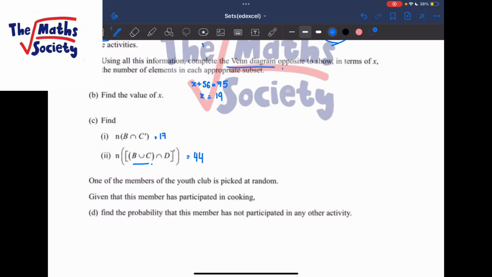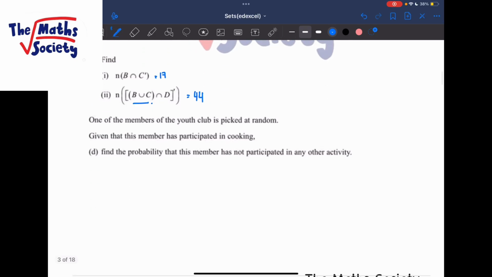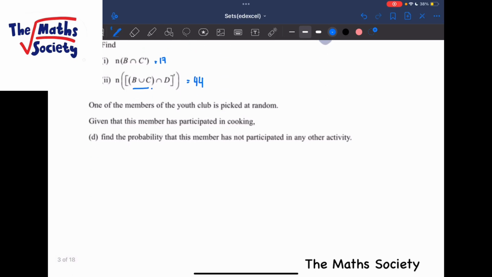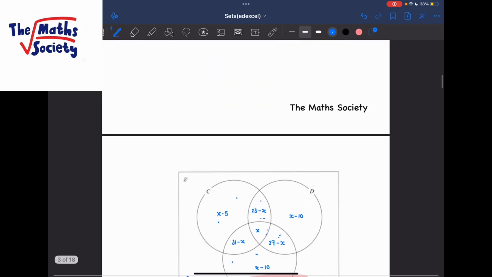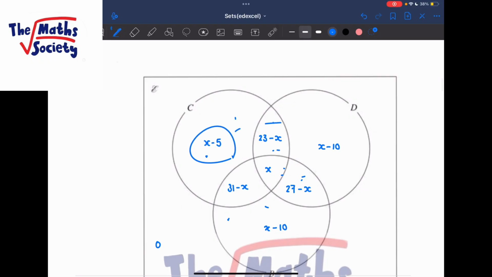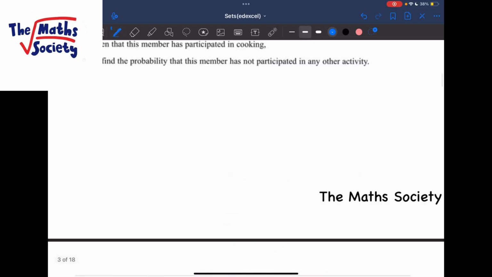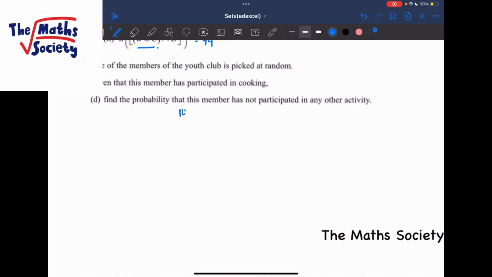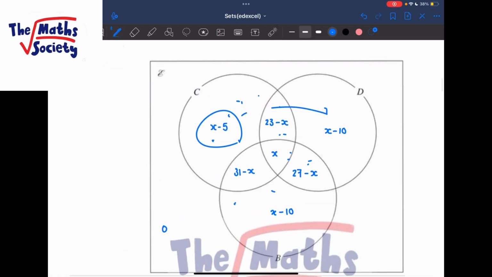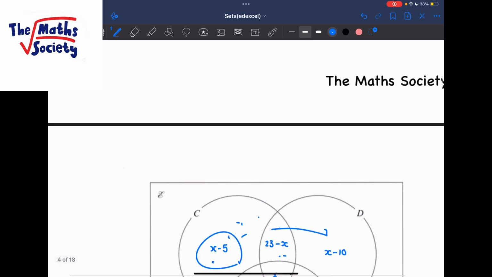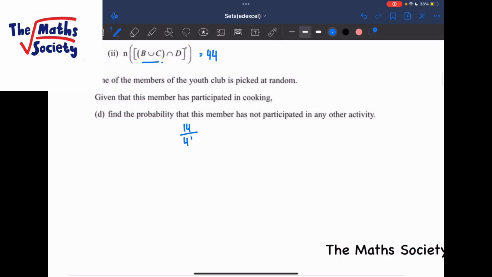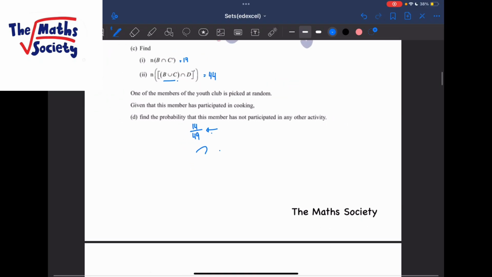And it says, one of the members of the youth club is picked at random. Given that this member has participated in cooking, find the probability that this member has not participated in any other activity. So he's going to be in cooking, but not in any other. So it means it's just going to be this one, which is 19 minus 5. So you're going to end up with 14 divided by the total of every cookery. So that's 31 minus 19, 23 minus 19, 19 minus x, so you're going to end up with 49. So this is the simplest form. So there's the probability that this member has not participated in any other activity other than cookery.